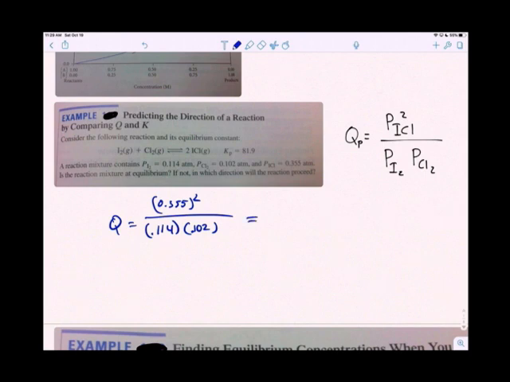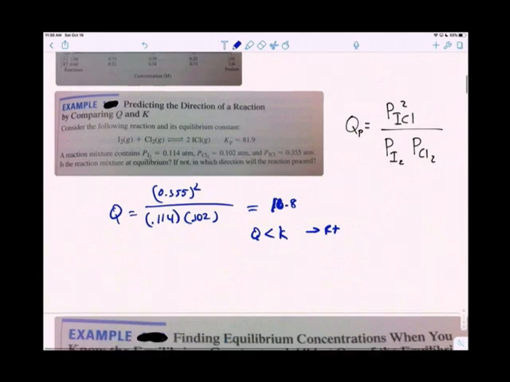Which way will it proceed? So we calculate the Qp. The Qp is going to be 10.8. So we throw it in our calculator. That is 10.8. And Q is less than K. If Q is less than K, that means we need to shift right. Q is too small, so the top number needs to get bigger and the bottom number needs to get smaller, which means we shift towards products. So shift right. Okay.